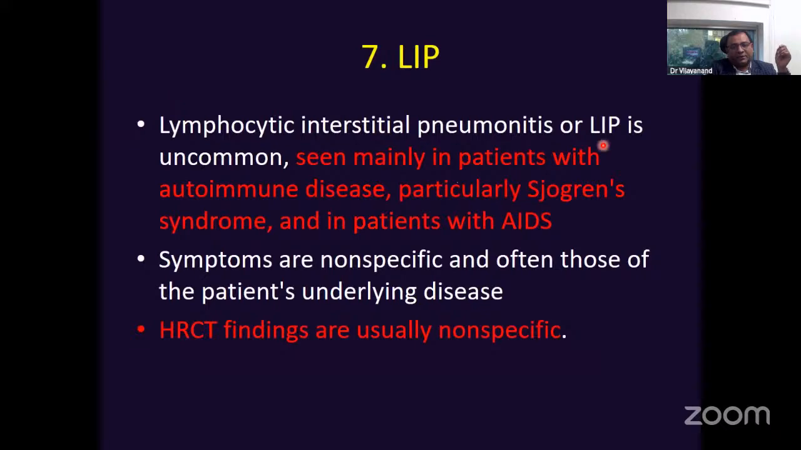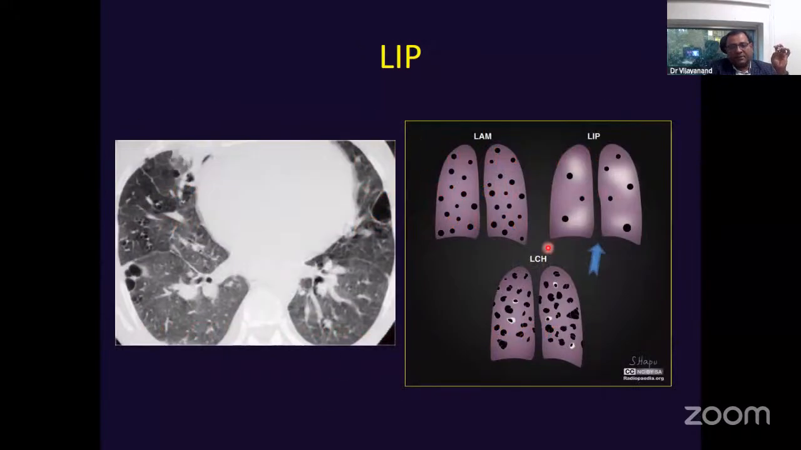Coming to lymphocytic interstitial pneumonia, it's seen mainly in patients with autoimmune diseases, particularly Sjogren's syndrome, and patients with AIDS. The symptoms are non-specific and those of the patient's underlying disease. HRCT findings are usually asymptomatic, but if you want to diagnose the cystic lung diseases, we need to remember this picture. This is a case of LIP, and if you can concentrate here, on the arrow I'm pointing.